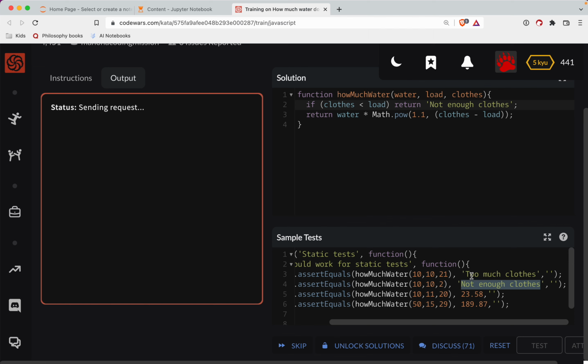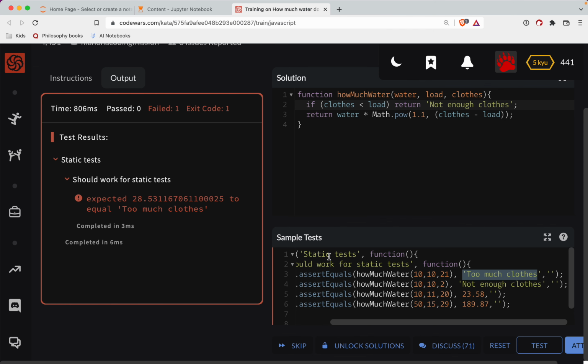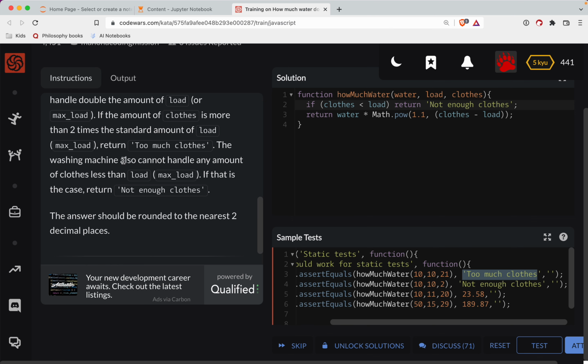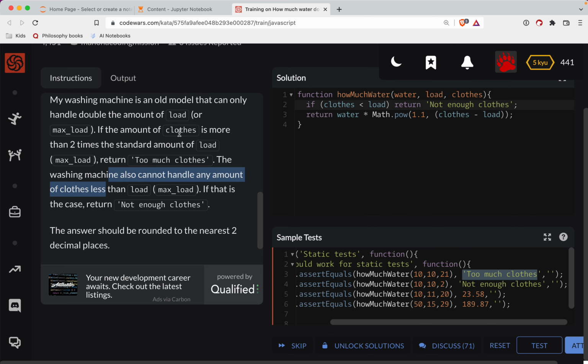Let's test that out. We're still going to have some fail because I have too much clothes here. Okay. And so the washing machine also cannot handle any amount of clothes less than the max load. If that is the case, not enough clothes. If the amount of clothes is more than 2 times the standard amount of load, okay, so let's do this edge case. So if the clothes is greater than load times 2, then we're going to return too much clothes. Okay, let's test this out.